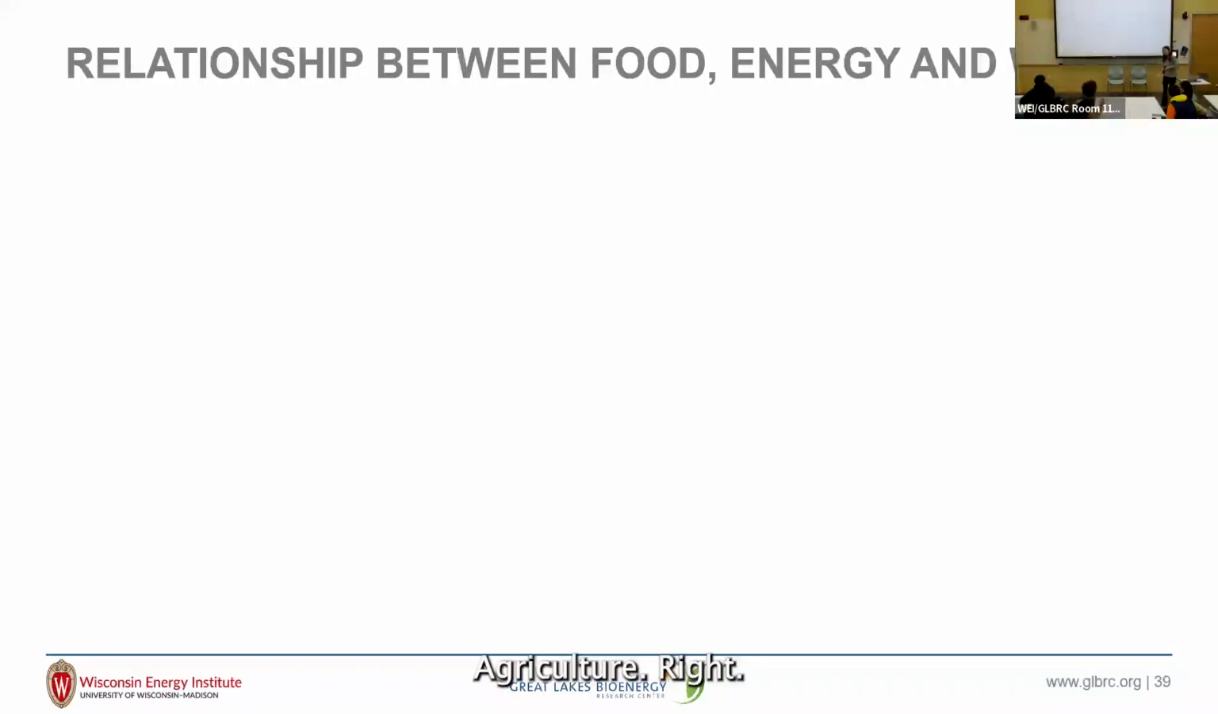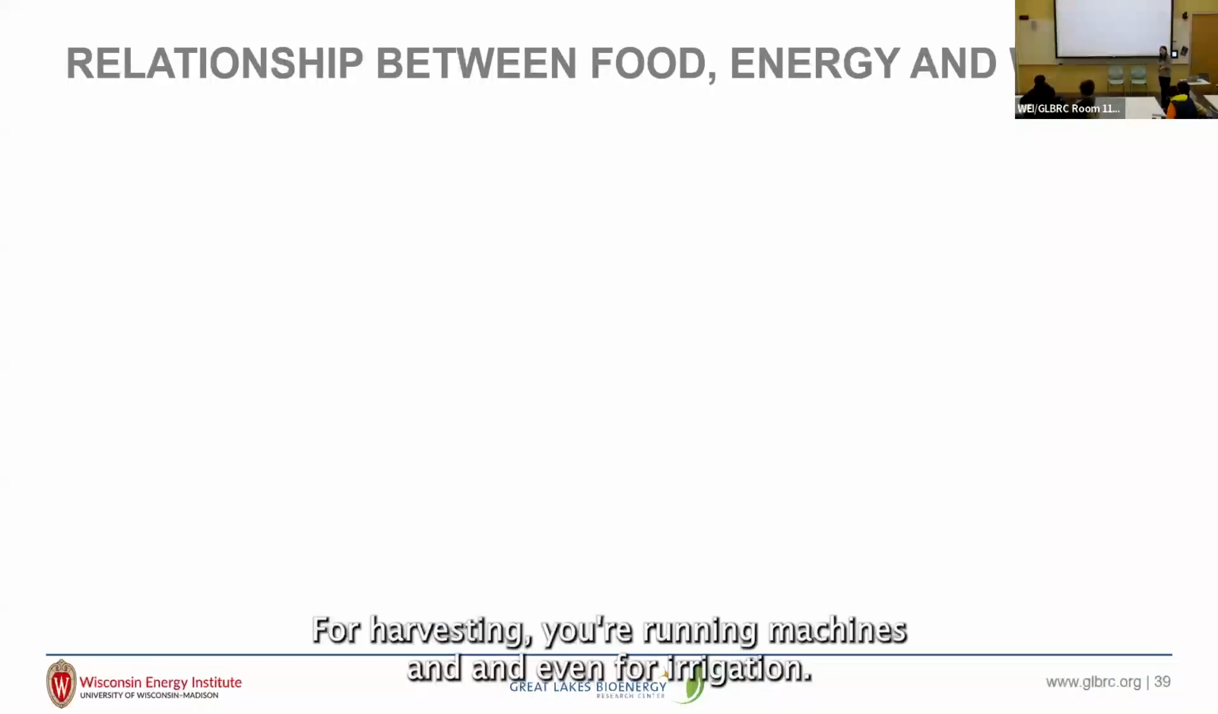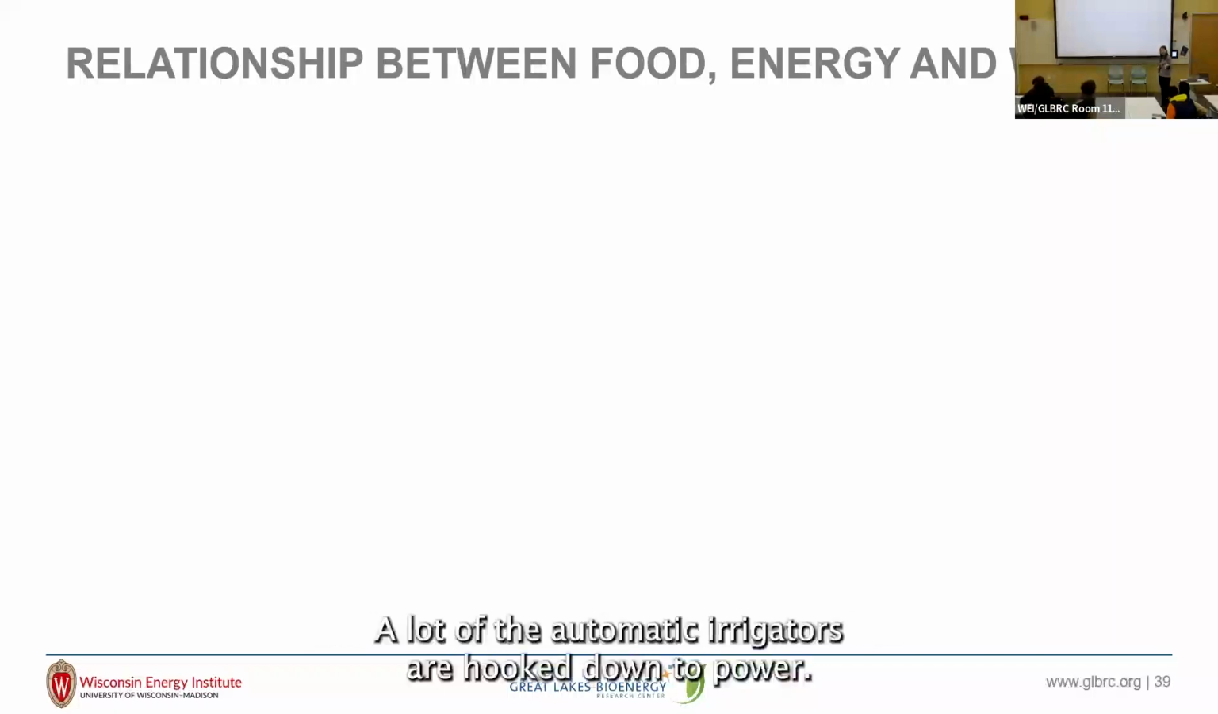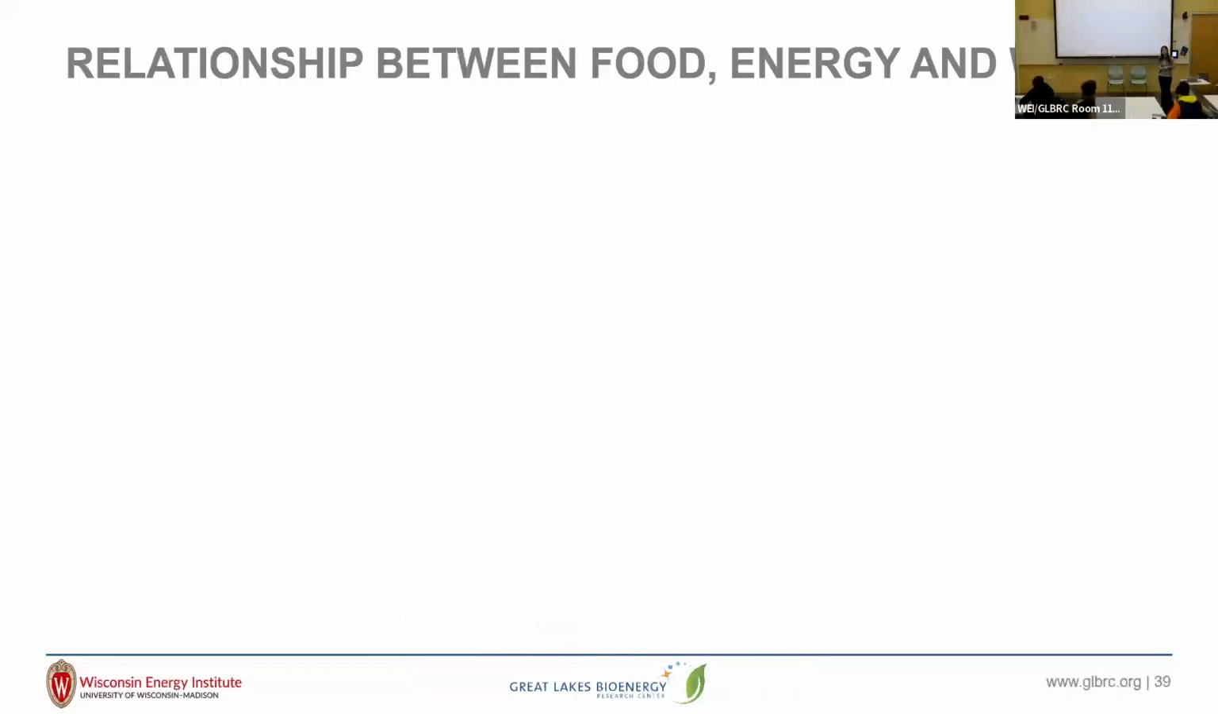Agriculture, right? And specifically, how do you? Right, you need water to grow food. Or to harvest that. Exactly. For harvesting, you're running machines and even for irrigation, a lot of the automatic irrigators are hooked up to power, right? Great example. Any more?